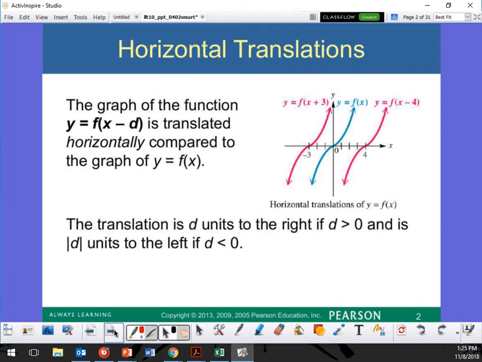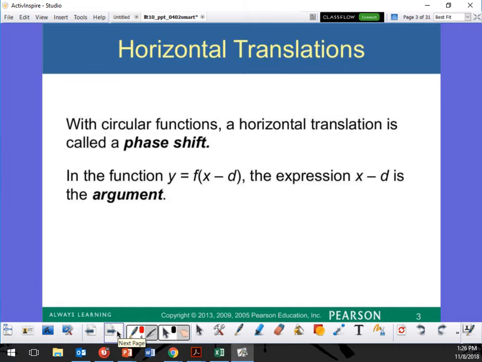All right, so the graph of the function y equals f times the quantity of x minus d is translated horizontally compared to the graph here. Right here, if you notice, I went to the left with a plus 3. I went to the right with a minus 4. So it's going to be opposite. If you're going to the right, it's going to be a minus. If you're going to the left, it's going to be a plus. Left plus, right minus.